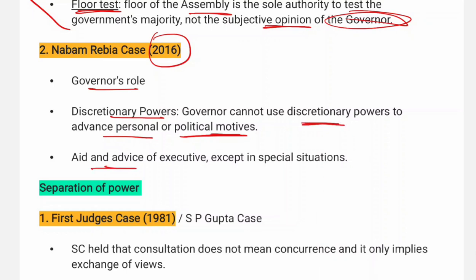Secondly, the aid and advice of the executive to the governor should be followed except in special situations, that is, the situation of discretionary power. Other than those cases, governors should be bound by the aid and advice of the executive. That was reiterated by the Supreme Court in the Nabam Rebia case of 2016.